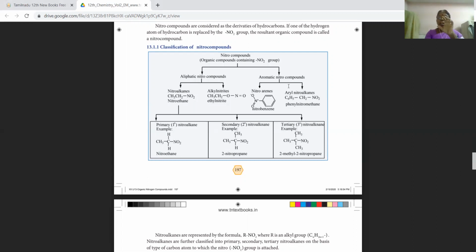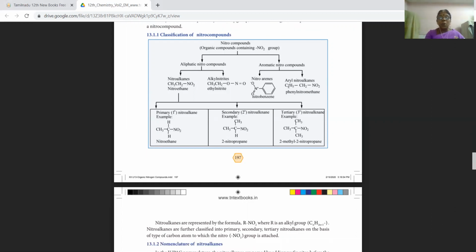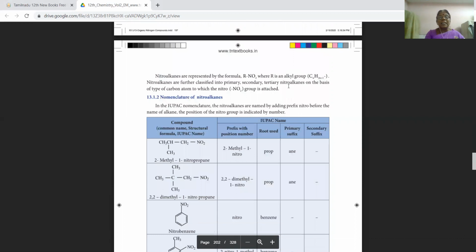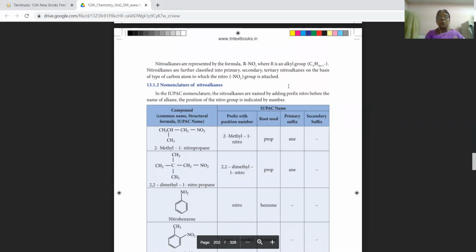And in tertiary, the functional group is attached to a carbon, and that carbon is attached to three more carbon atoms, that is called tertiary. And for that, the example is 2-methyl-2-nitropropane. Next, nitroalkanes. Nitroalkanes are represented by the formula RNO2, where R is the alkyl group. That general formula is CnH2n+1. The nitroalkanes are further classified into primary, secondary, and tertiary nitroalkanes on the basis of the carbon atom to which the nitro group is attached.